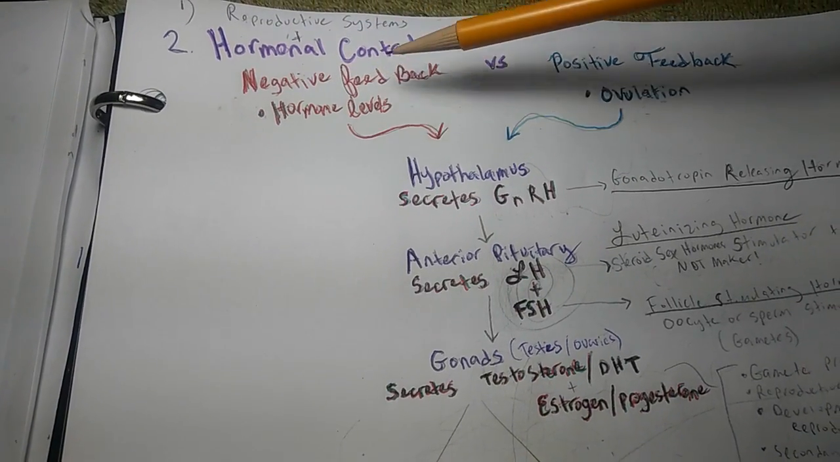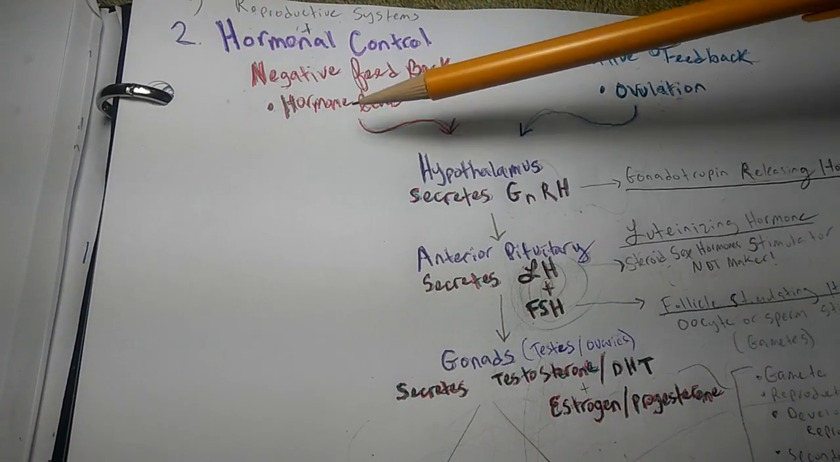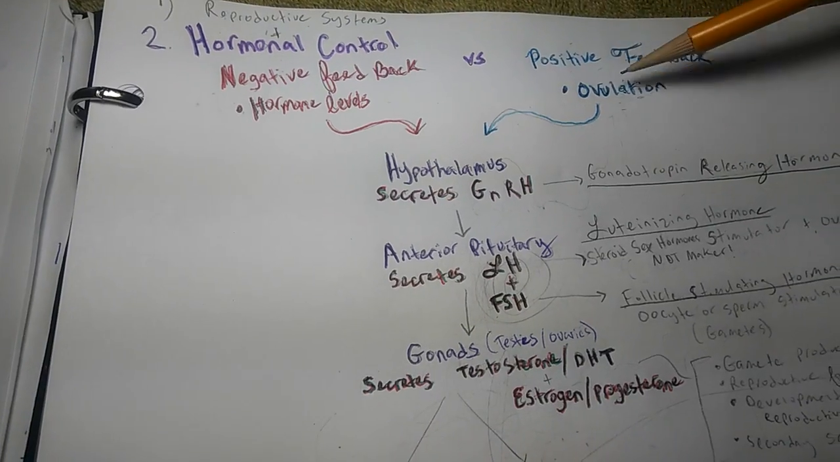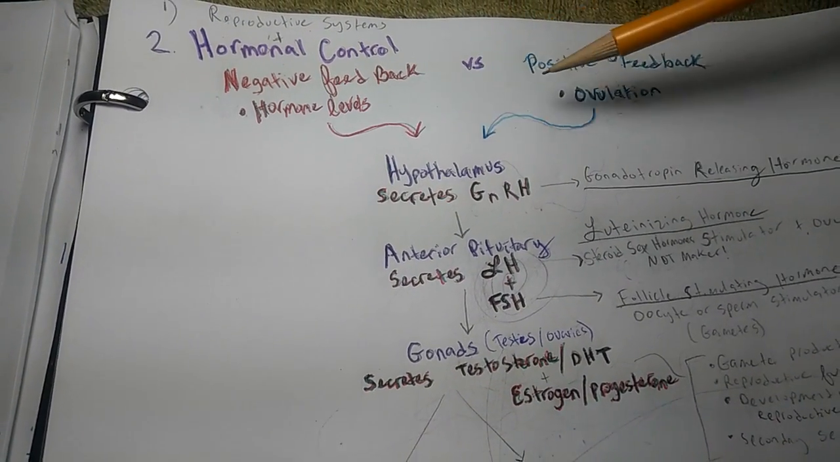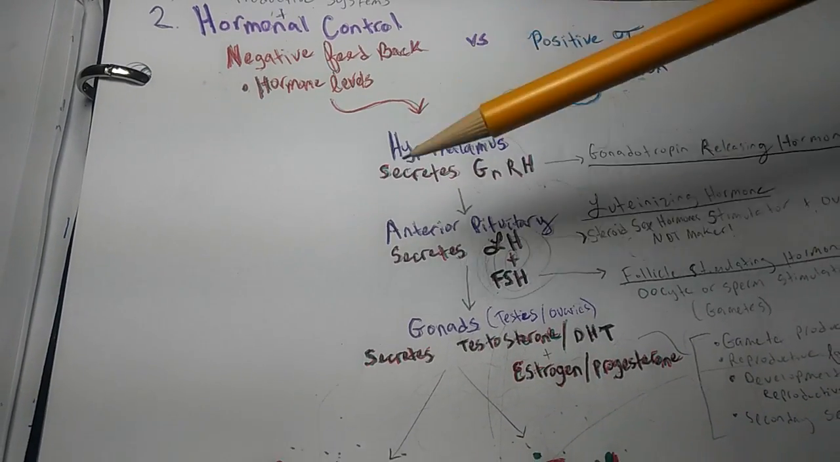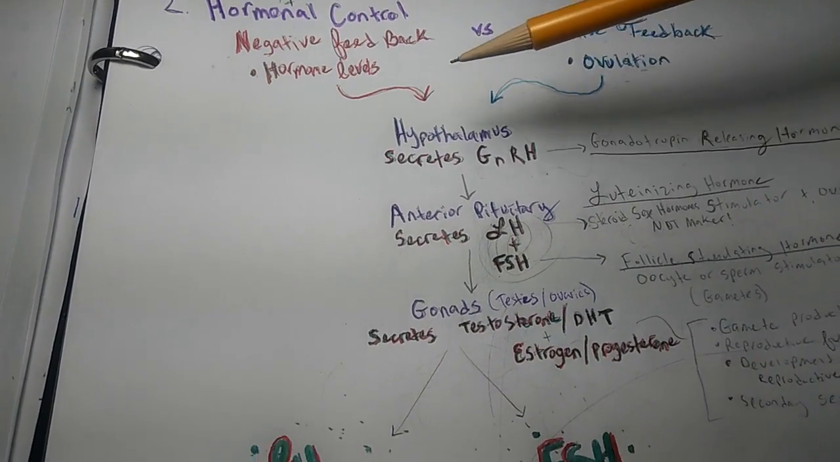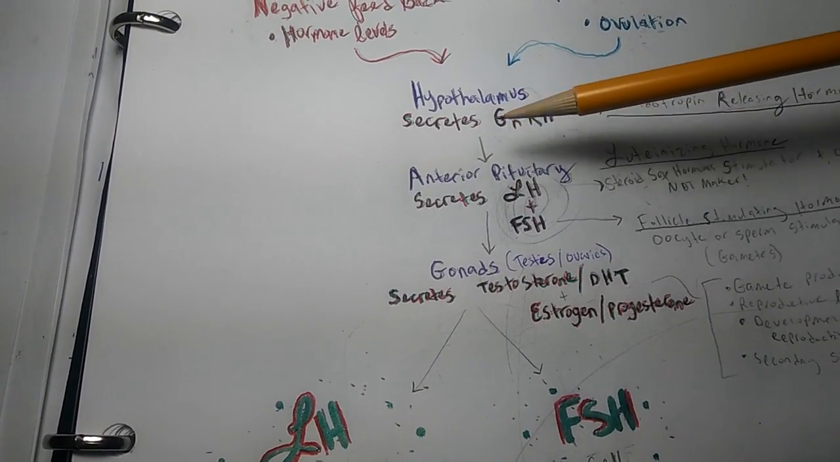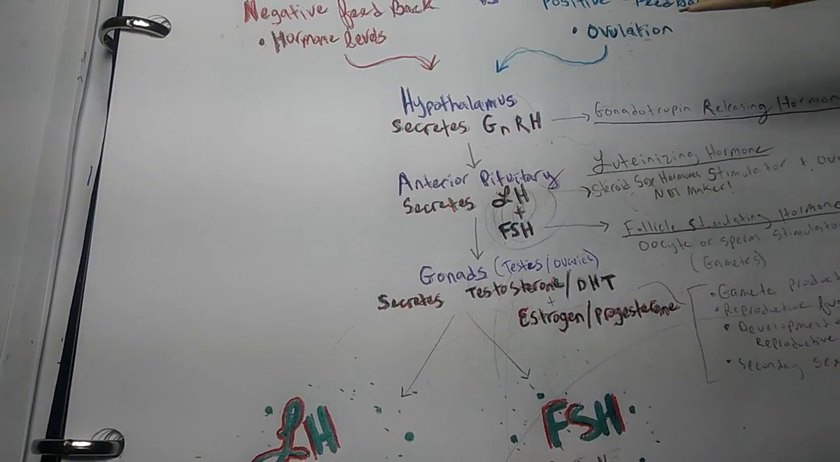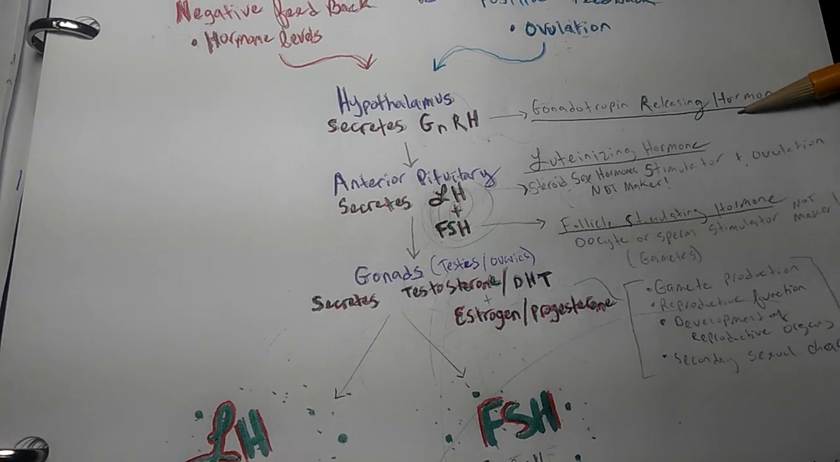I fused the males and females because they're related in this system. So the negative feedback regulates hormone levels in our bodies. The positive feedback triggers ovulation in females. So how are these two related? We'll see how these two are related as well once we reach this area. The hypothalamus secretes a hormone, GnRH, which is called the gonadotropin releasing hormone.